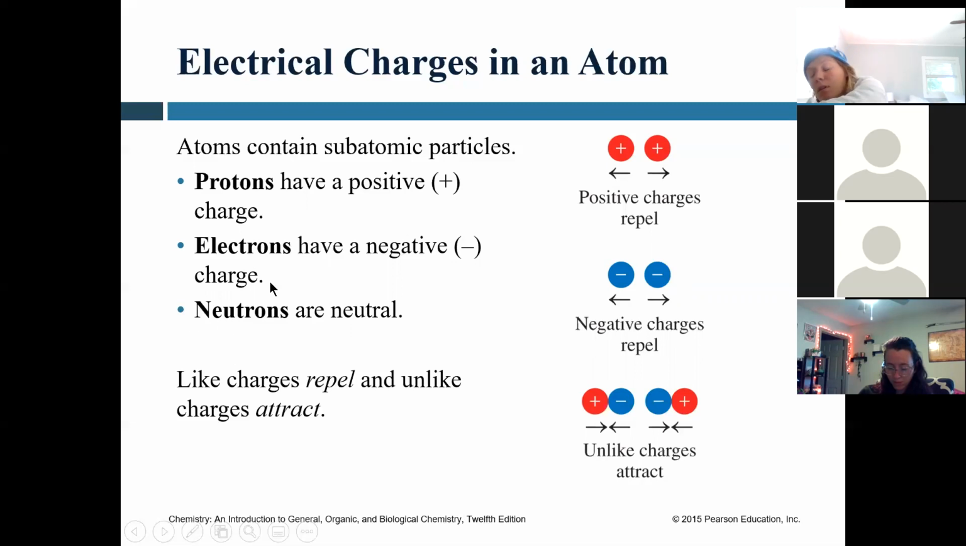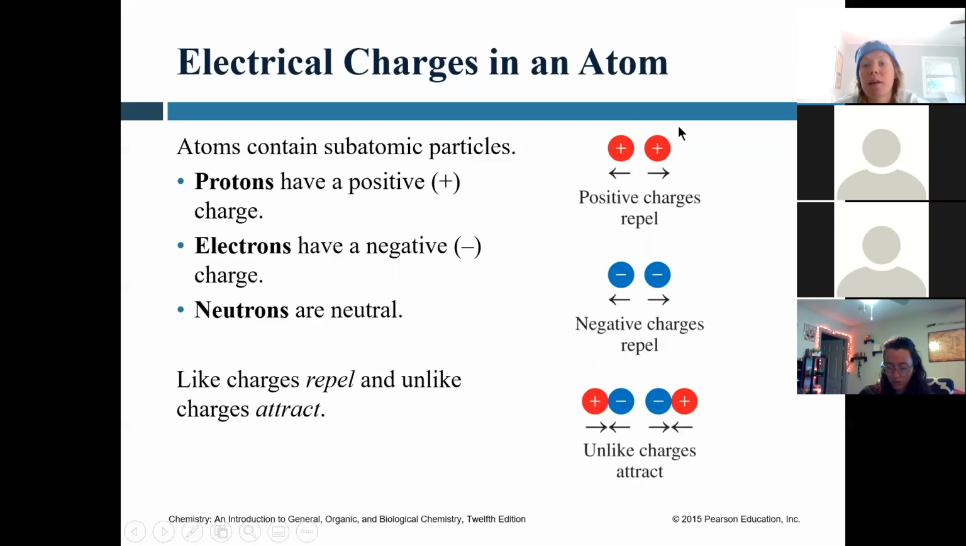Like charges repel each other, and unlike charges attract each other. So a positive and a negative like to move towards each other. Two negatives like to stay away from each other, which is what electrons do. In the electron cloud around the atom, they spread out. Two positive things also like to repel each other.